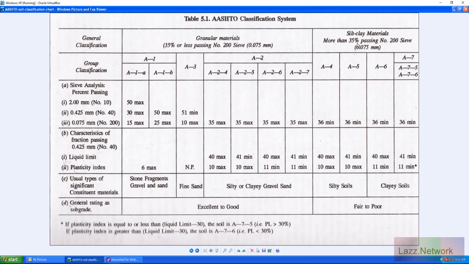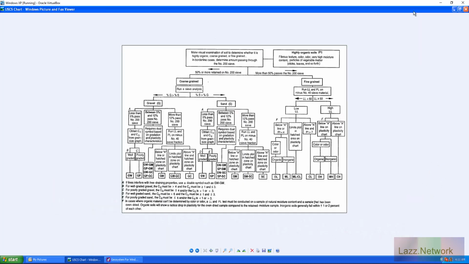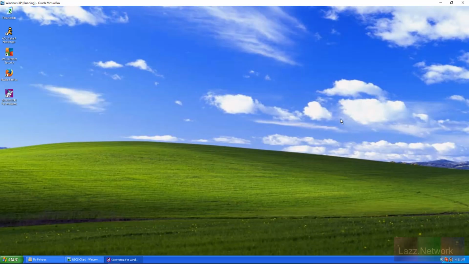And obviously for this divide here, if you got an A4, A5, that's considered silty soils, and then A6, A7 is considered clay soils. And then there you go. That's it. That's the whole rundown of both the unified classification system and the AASHTO classification system. So now let's get into it.